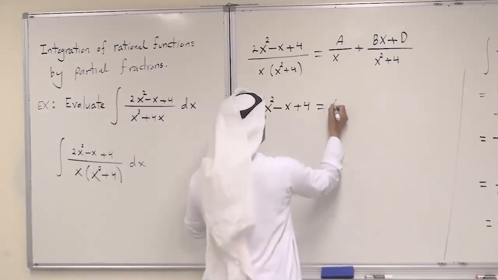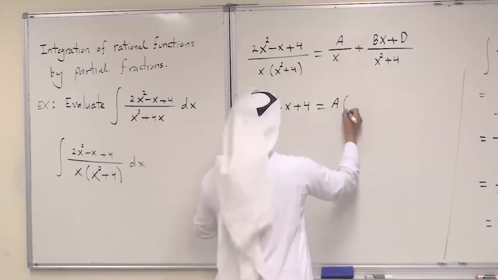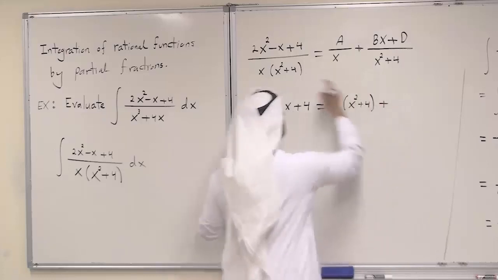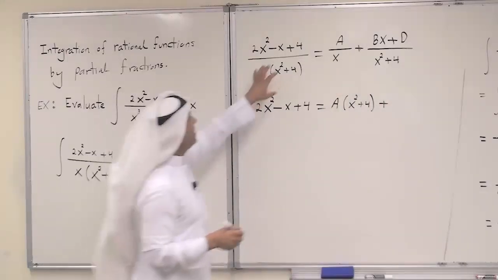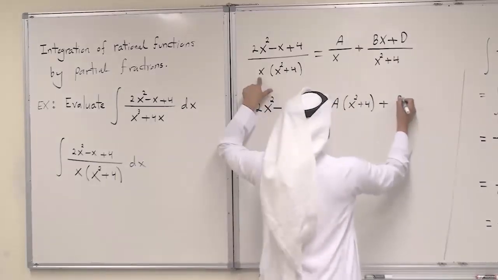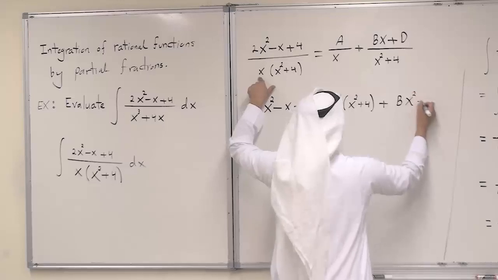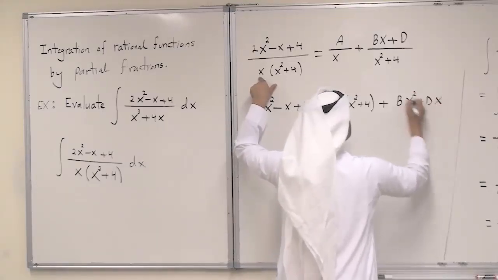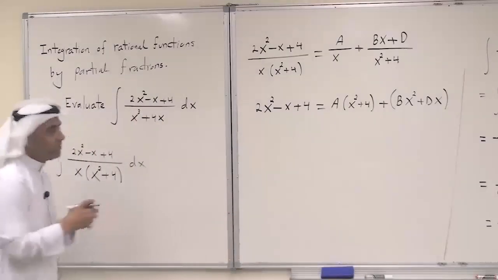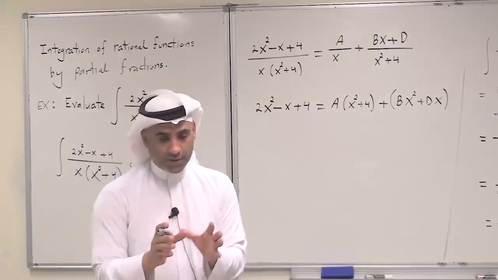I get here A. Okay, x will cancel with x, so A times (x squared plus 4), plus, if you multiply the second one, x squared plus 4 will cancel with x squared plus 4. So what you get is just (Bx plus D) times x. So I will write it as Bx squared plus Dx. I multiplied by the LCD in this step. Fine. Now I have the freedom to move.